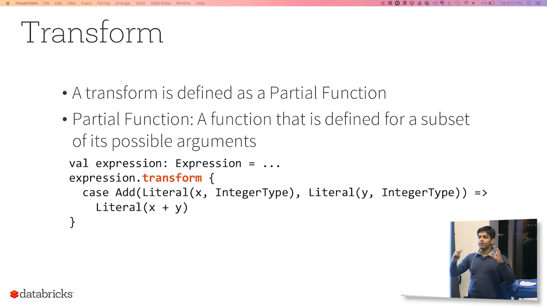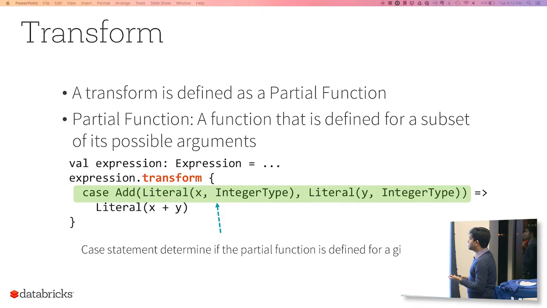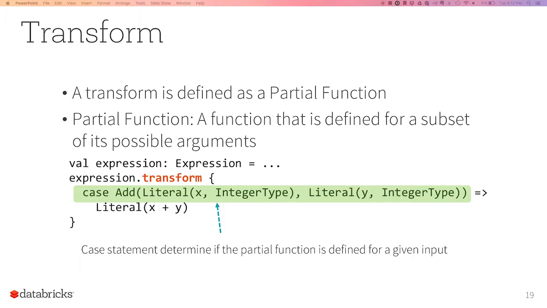So if you think about it, what we are trying to do is convert everything of the form 1 plus 2, or add 1 comma 2, to something like 3, right? So in this case, transformations in Spark SQL land are basically things like partial functions that can specify these kinds of rules.